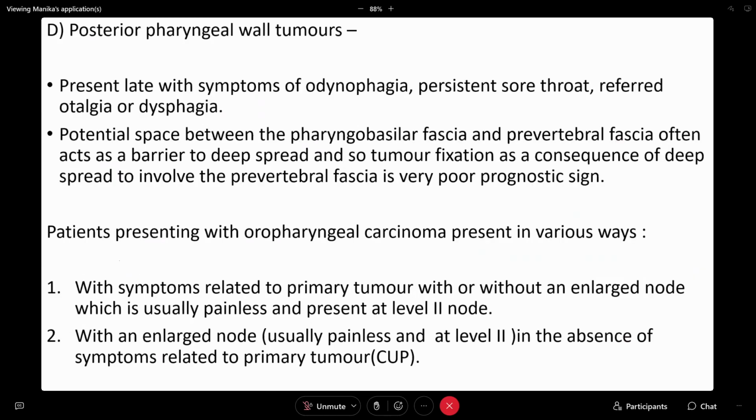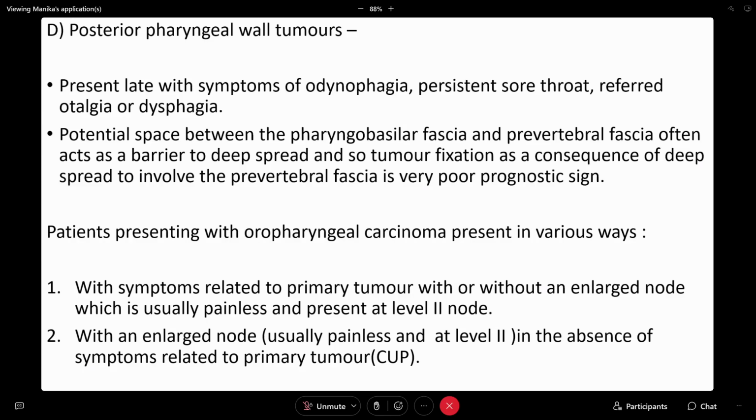Coming to the posterior pharyngeal wall tumors, they present late with the symptoms of odynophagia, persistent sore throat, and referred otalgia. There is a space between the pharyngobasilar fascia and the prevertebral fascia, which often acts as a barrier to deep spread. And if this space is involved, then there is tumor fixation, which is a very poor prognostic sign.